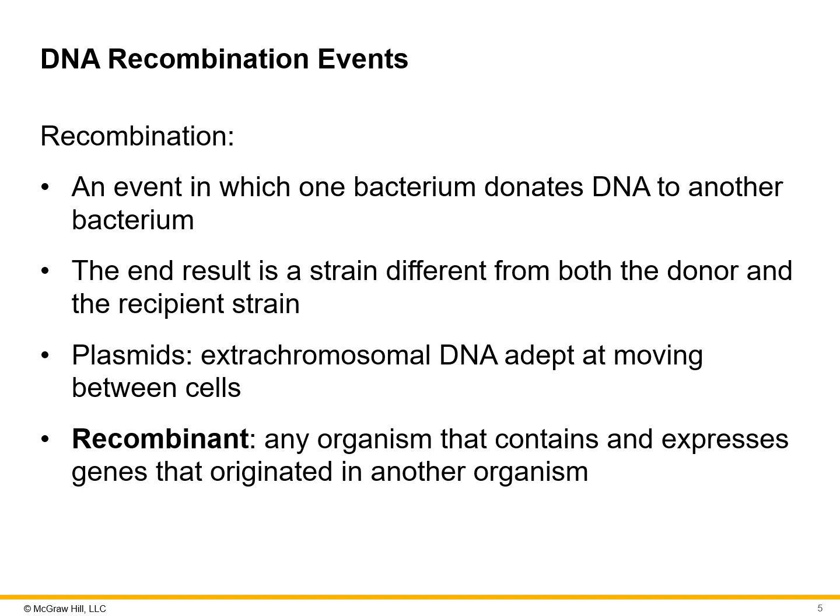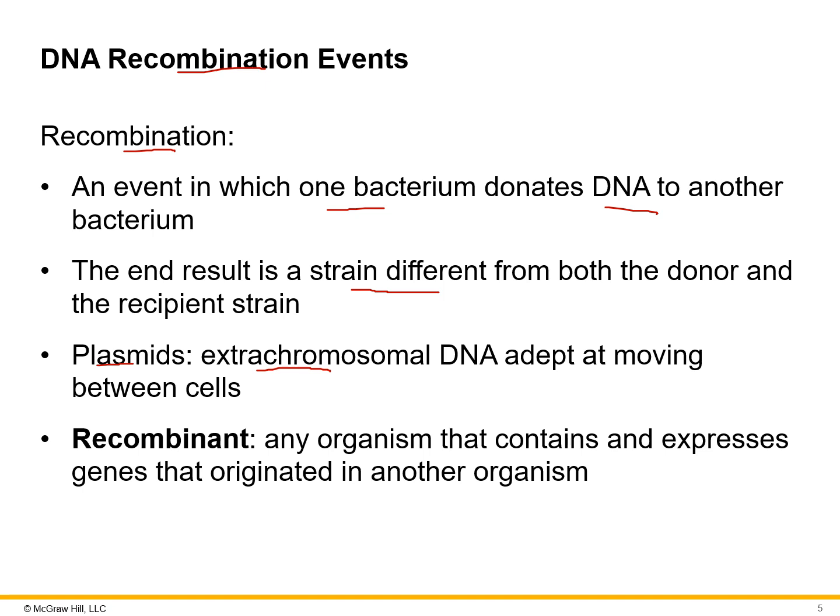Also talking here about DNA, about a process called recombination. So as the name implies, it's combining different things in a different way. So recombination is an event in which one bacteria can donate DNA to another, so that by the end, we now have a strain that's different from either the donor or the recipient because it has this mixture of DNA from two different sources. So for example, plasmids are those extra chromosomal DNAs that are great for moving between cells.